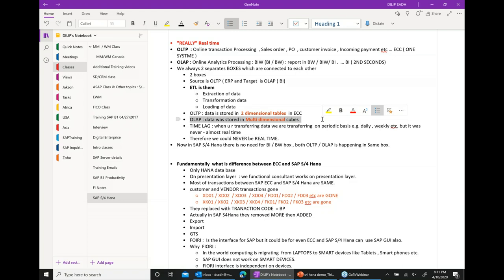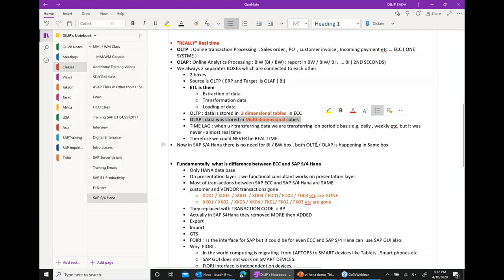Nobody believed the data in BI BW. Although very fancy, nobody believes because it is not real time. And it gets into too many transformations. Think about it. In ERP, you are storing the data in two-dimensional tables. And in your BI, you are storing the data in multi-dimensional cubes. So there is no one-to-one match. It needs to get transformed. And there's a lot of loss in translations. That was the problem.